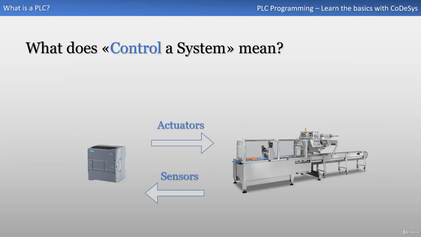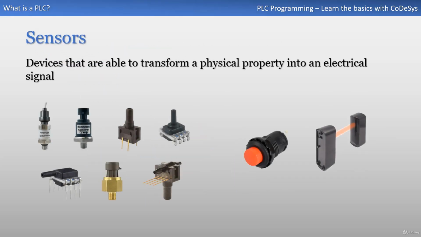The controller will also get some feedback from the system using its sensors. The sensors are devices that are able to transform a physical property of the system into an electrical signal. There are many different kinds of sensors: presence sensors, light sensors, temperature sensors, and many others. Even a button can be considered a sensor, as it detects whether or not it is being pressed.